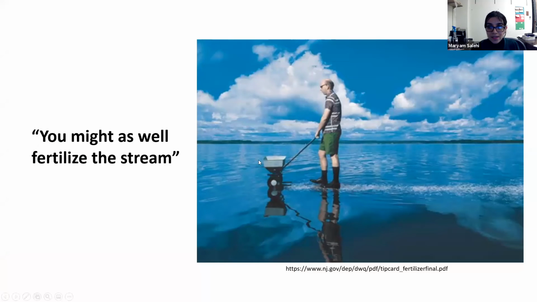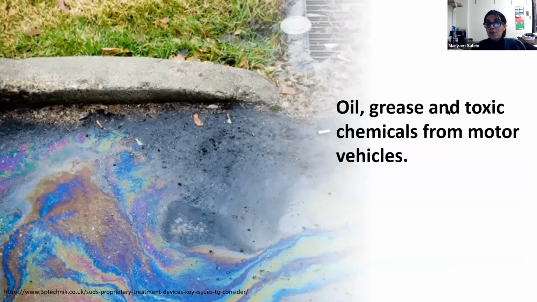Actually, I found this interesting photo that shows that we may fertilize the stream as well. It shows that what we are releasing to the lawn is going to come up in the stream, and we are going to put the aquatic life in danger by excessive application of fertilizers. We have oil, grease, and toxic chemicals that are released by motor vehicles. You may see some of this oil being released in parking lots when people park their vehicles. And it has lots of organic matter present in the oil.